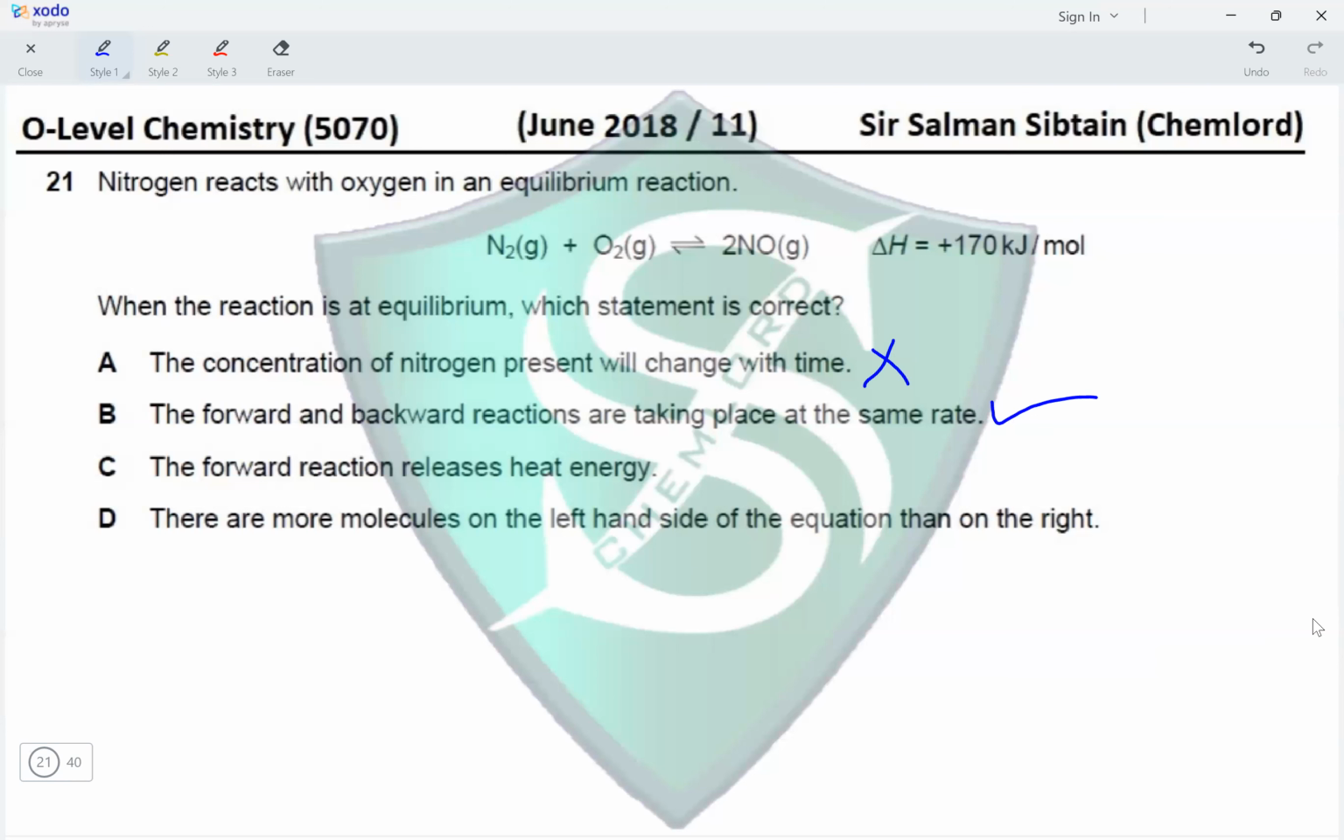The forward reaction releases heat energy? No. The delta H value is positive. It takes in heat energy. And there are more moles on the left hand side of the equation than on the right. On the left, we have got 1 mole of N2 and 1 mole of O2. So total 2 moles. On the right, we have 2 moles of NO. So the moles are the same on both sides. This makes option B the correct option for this question.